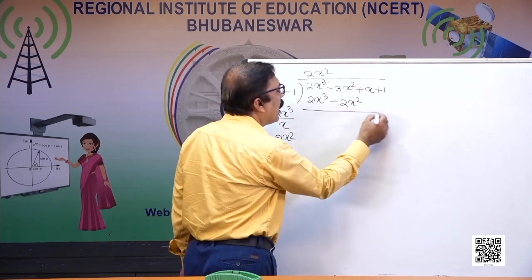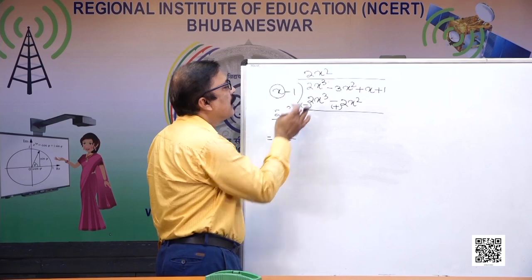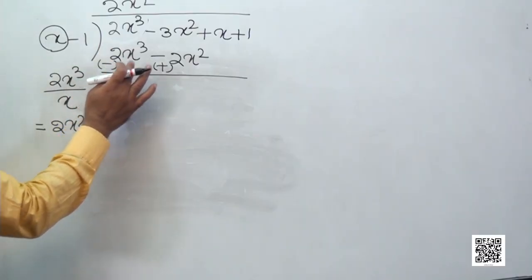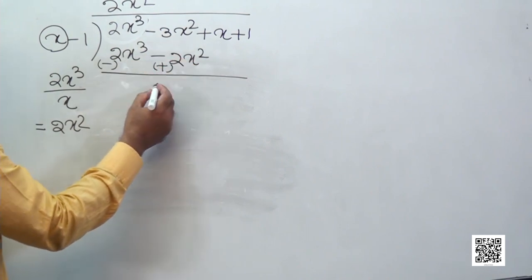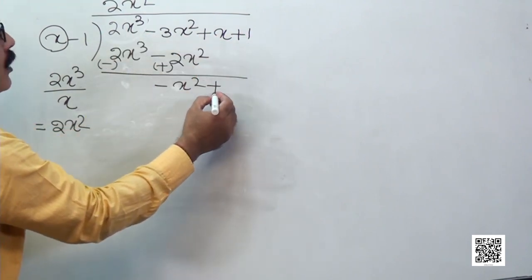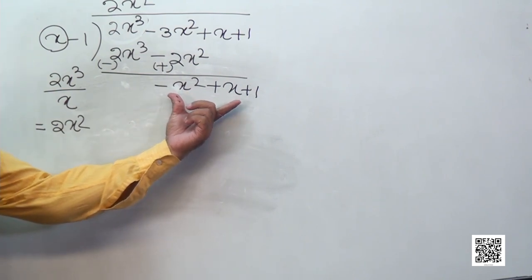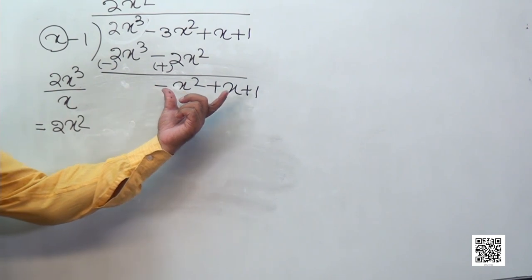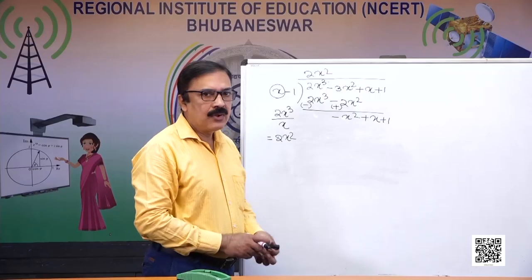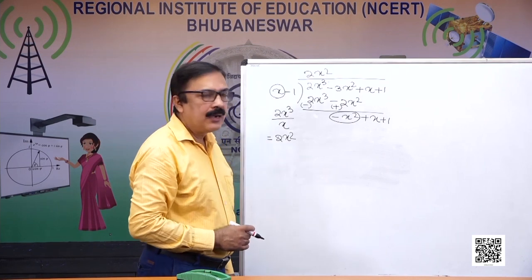Now we have to subtract. To subtract, change the signs. Now 2x cube minus 2x cube is 0, and minus 3x square plus 2x square gives minus x square. What remains in the dividend? We have x plus 1. Now, to find the second term of the quotient, we have to consider this remainder as the new dividend. So to get the second term, consider the first term of the new dividend.